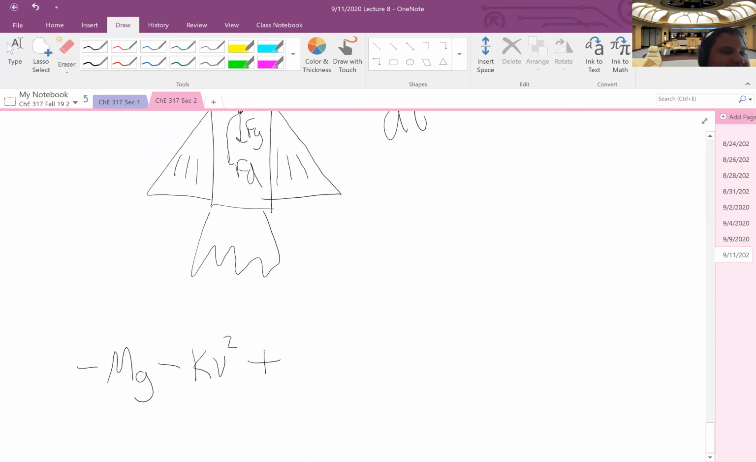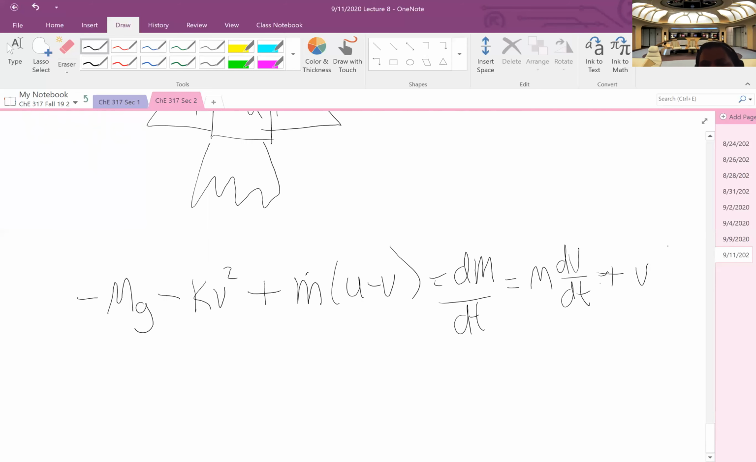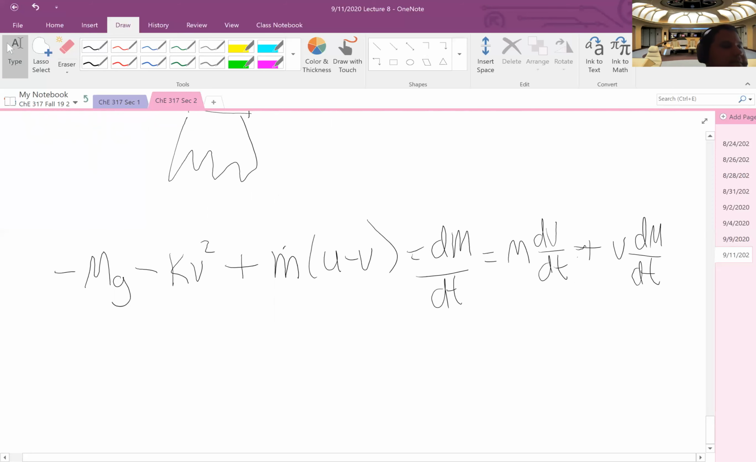The momentum addition via flow is going to be in the positive direction, and it's going to equal our dm dt. Or once again, m dv dt plus v dm dt, which in this we can call acceleration, and the mass we're essentially gaining or losing in this system, we're actually losing, which is our negative mass flow rate of our propellant.